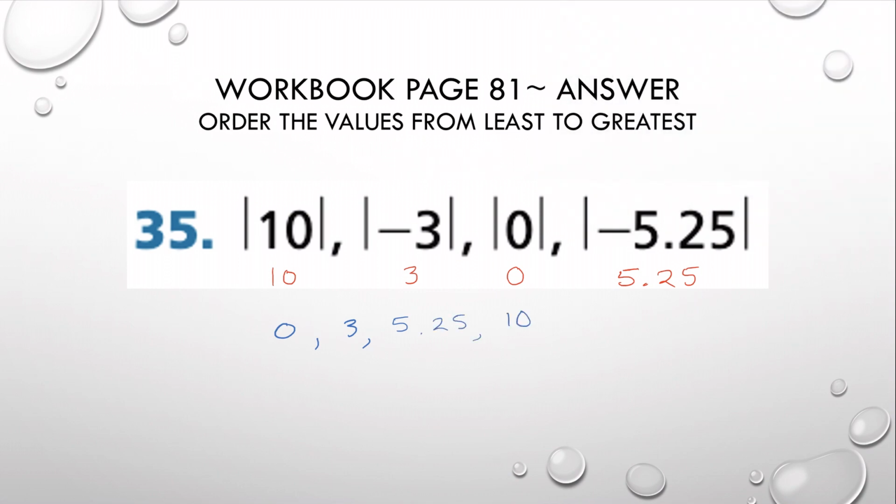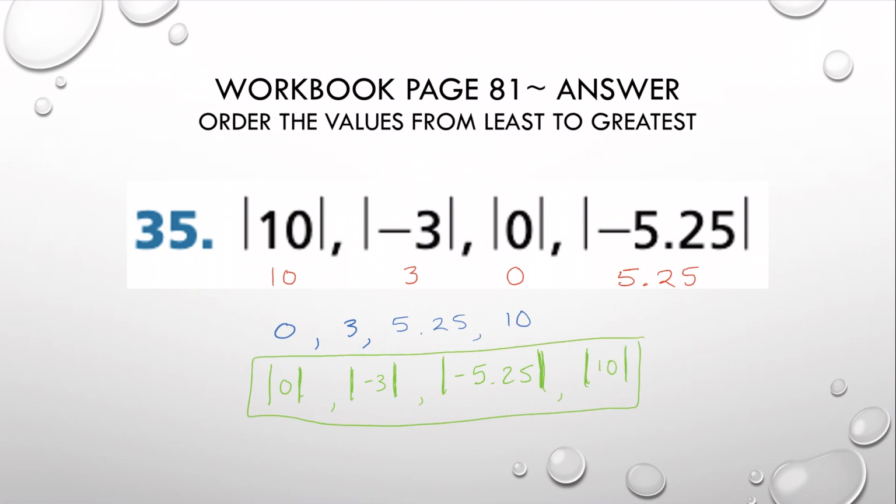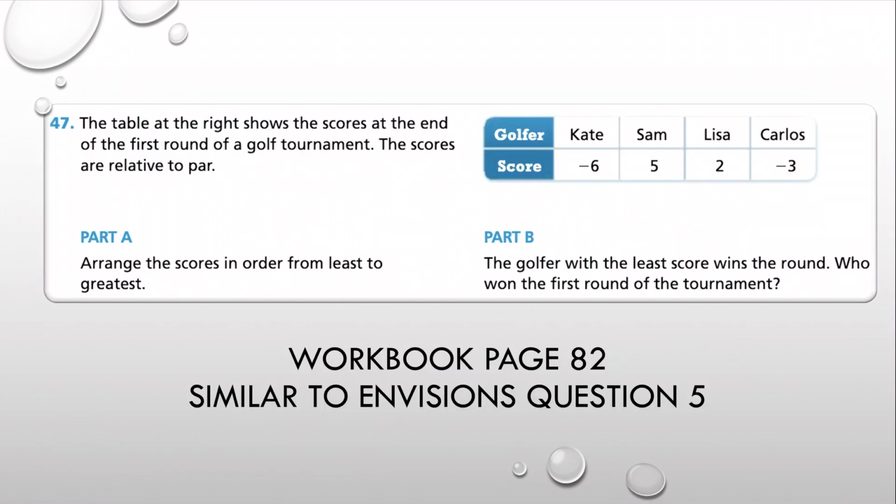Going back to where those numbers came from, 0 came from the absolute value of 0. 3 came from the absolute value of -3. 5 and 25/100 came from the absolute value of -5 and 25/100. And 10 came from the absolute value of 10. So this right here is your answer for number 35. If you got it right, celebrate! Good job. The next one I want to go over with you is on page 82, number 47.